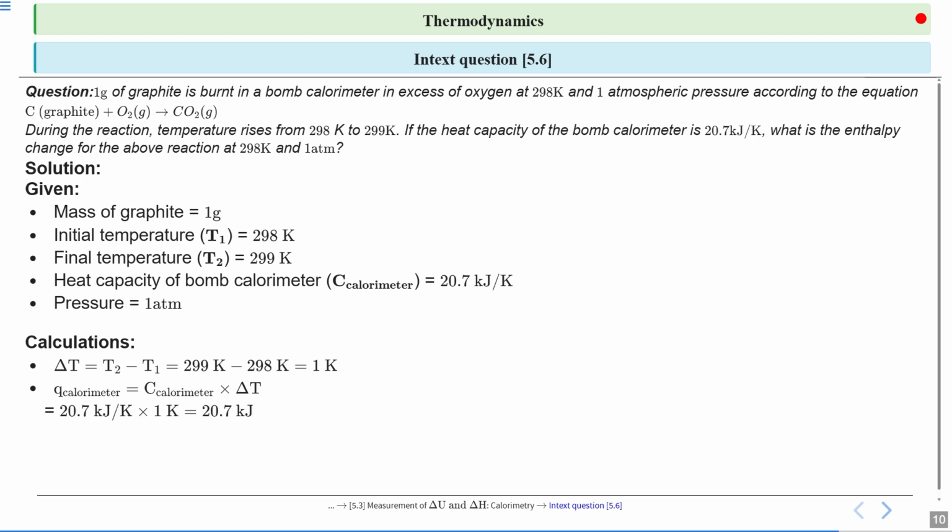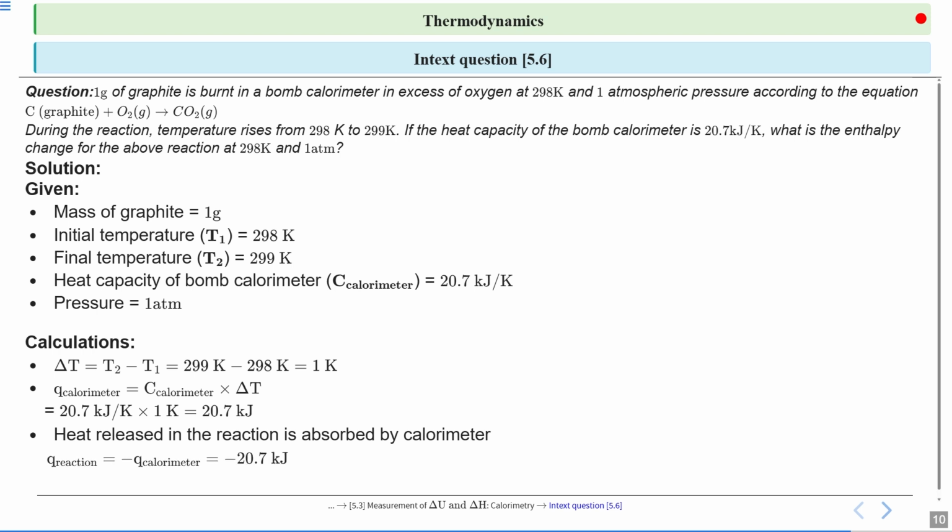If you calculate it, you will get it as 20.7 kilojoules. So that's a very simple calculation. You just have to multiply it with unity. And in this calculation, the Kelvin will get cancelled out. So unit cancellation is very important in your numerical problem. You can see that the units get cancelled out because Kelvin is present in both the numerator and denominator.